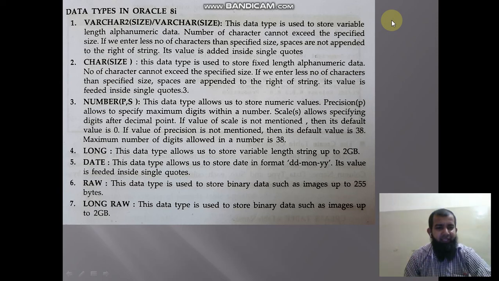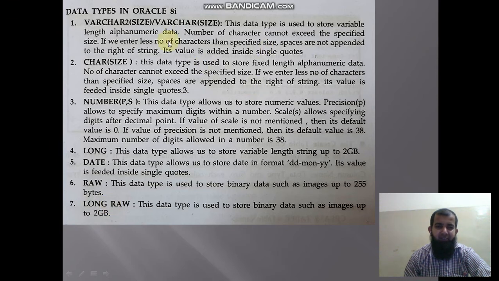Hello friends, next part in DBMS is data types. Which are the data types in DBMS? First one, varchar2 or simply varchar. Second one, char. Third one, number. Fourth one, long. Fifth one, date. Sixth one, raw. Seventh one, long raw.